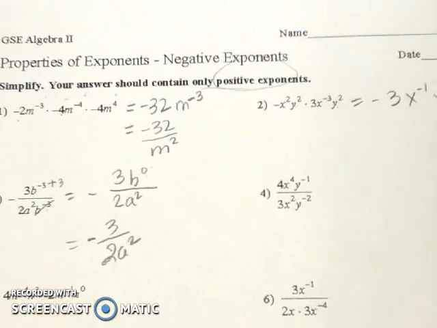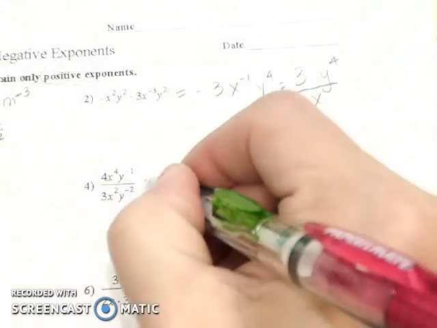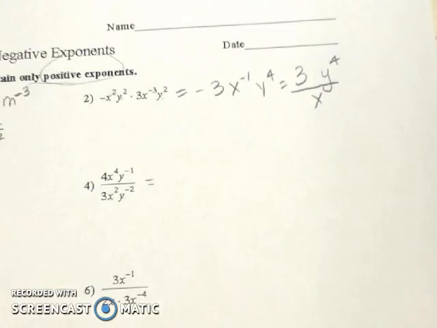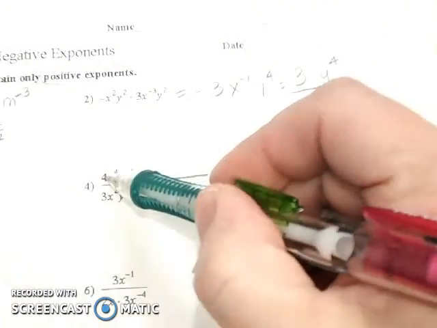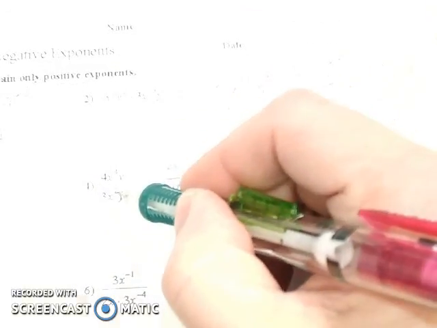Number 4. I have 4x to the 4th y to the negative 1 over 3x squared y to the negative 2. I'm going to show you one more option for this, because if you do get confused and you're not sure about subtracting a negative number, and you don't know if negative 2 is bigger than negative 1 or if negative 1 is bigger than negative 2, you can do this. You have this option. I've got 4/3, which will not simplify. x to the 4th over x squared.